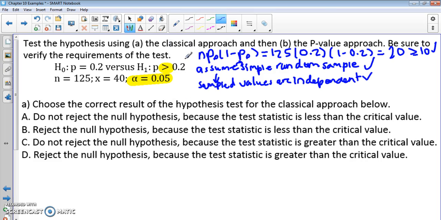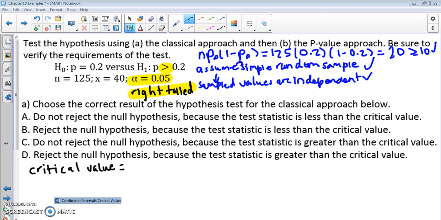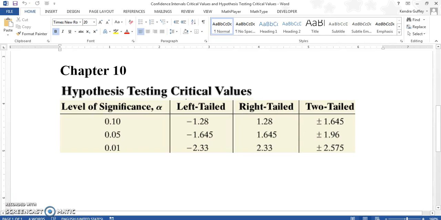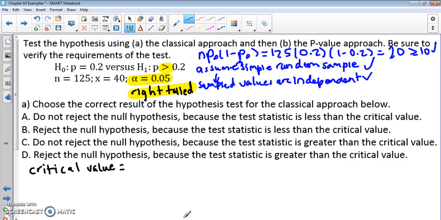So the symbol in the alternative hypothesis tells us that we are working with a right-tailed test. So anytime that is greater than, that means that it's right-tailed. So this information is going to tell us how to find the critical value. We can use that table that I provided you guys. Since we have a right-tailed test, and the critical value here, alpha is 0.05.